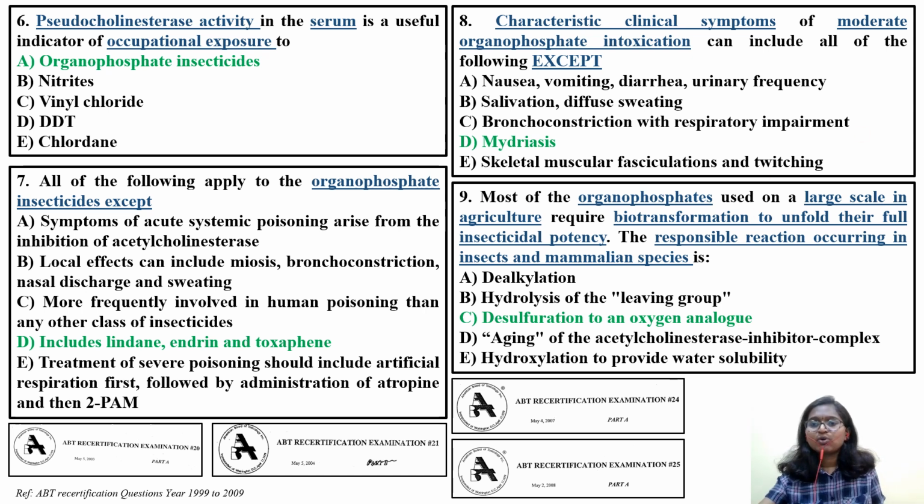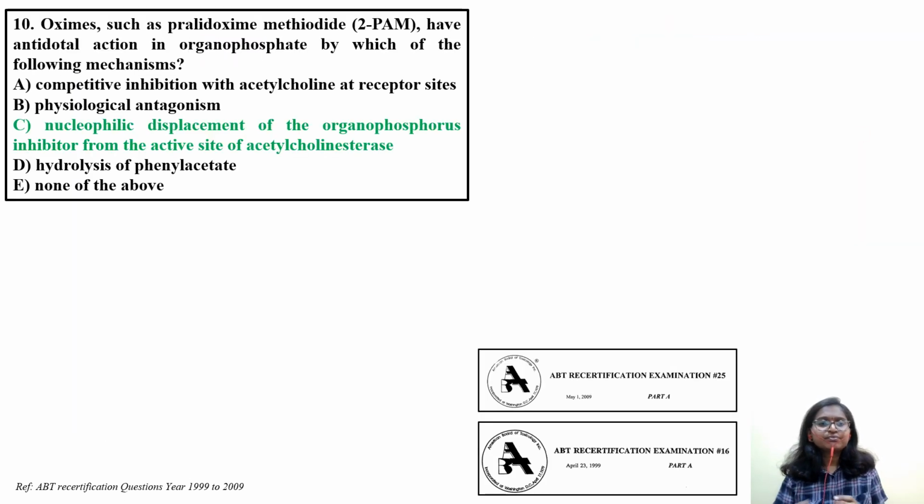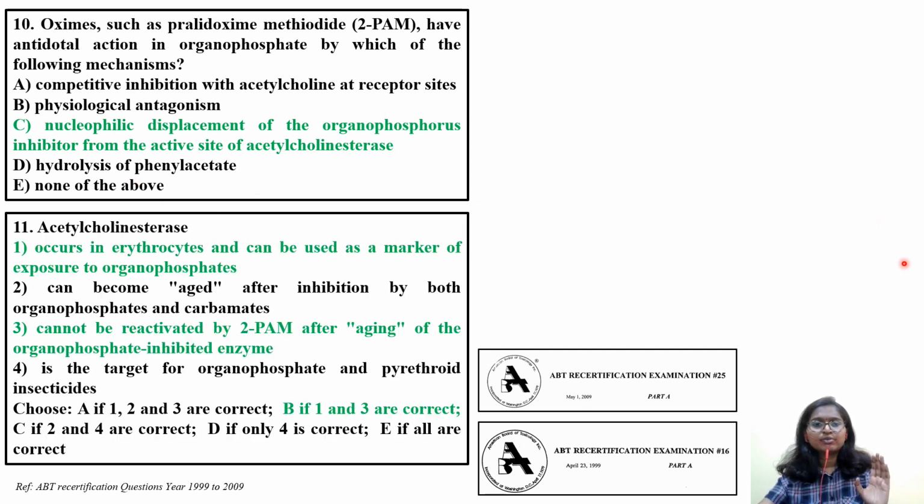Okay, so let's see the next, question number 10. Oximes such as pralidoxime, pyridoxime methiodide, 2-PAM have antidotal action in organophosphate poisoning by which of the following mechanisms? The answer is nucleophilic displacement of organophosphorus inhibitor from the active site of acetylcholinesterase. If you know the mechanism, you will be able to answer this question. Competitive inhibition of acetylcholine at the receptor sites, physiological antagonism, hydrolysis of phenol, these are all not related to this particular question. The next we have question number 11, acetylcholinesterase.